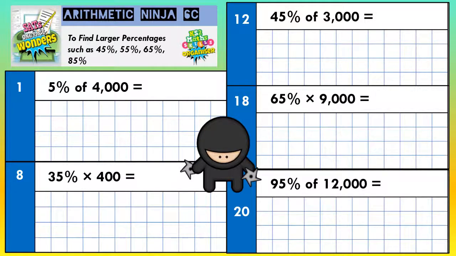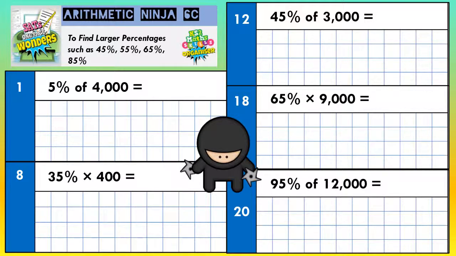Welcome Arithmetic Ninjas to finding larger percentages such as 45%, 55%, 65% and 85%. Now you'll notice that all of those end in a 5%. So we're going to start by finding just 5% of 4,000.